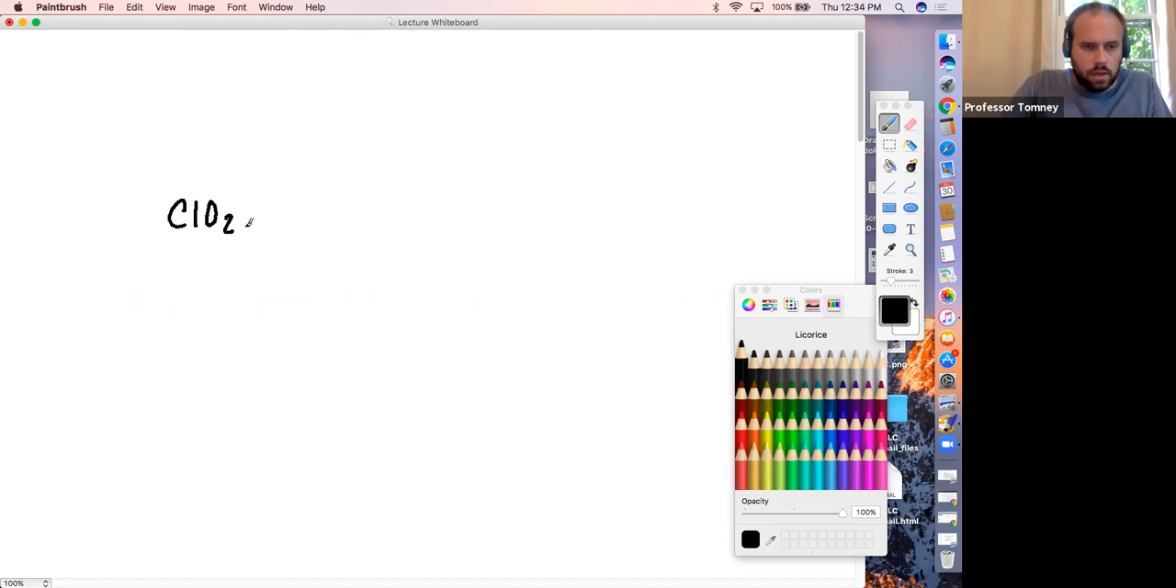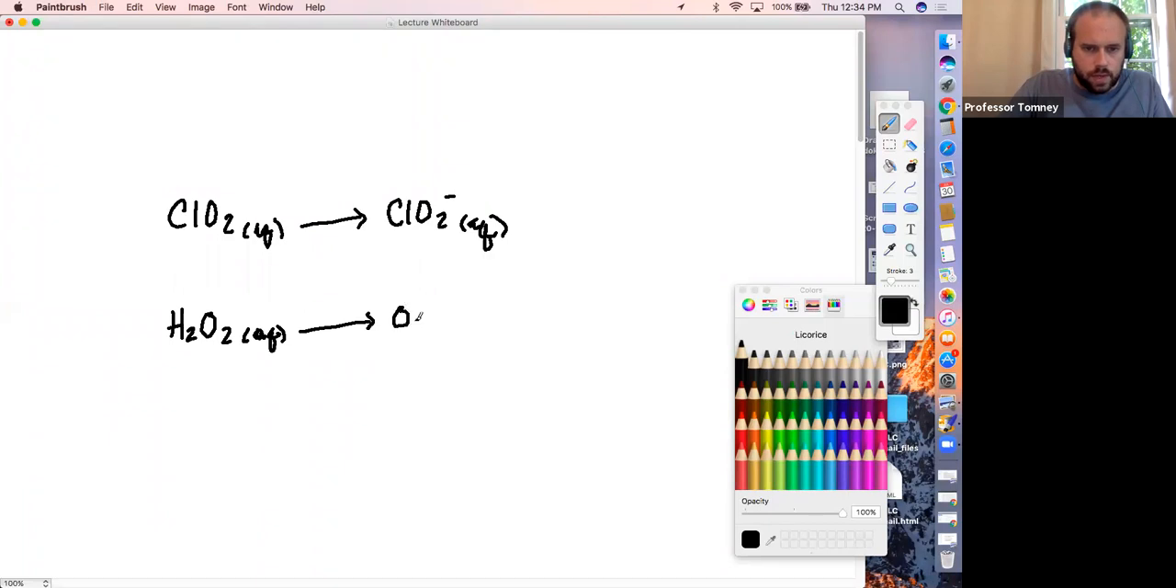ClO2 aqueous, and that is going to go to ClO2 minus aqueous. Okay, and then the other one is going to have a bit more balancing to it, and then we'll come back and look at electrons. So we have peroxide, aqueous, and then that is going to go to the O2 gas.